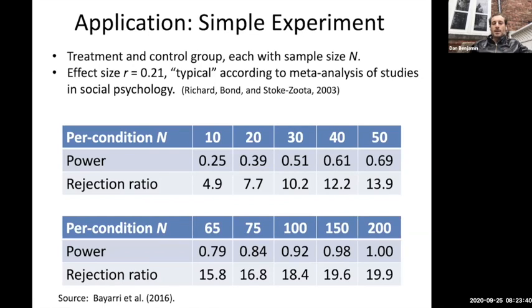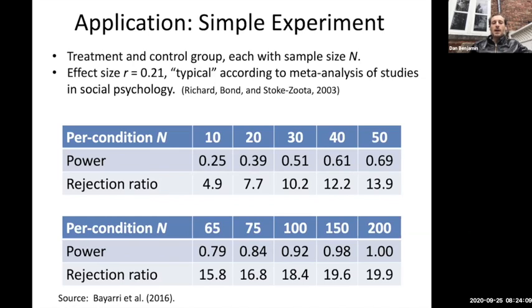So one thing to note in that case is that 65 people per condition is pretty large relative to, at least traditionally, the size of experiments in social psychology. So that tells you that, if we take seriously this typical effect size estimate, most classic experiments in social psychology had less power than that.